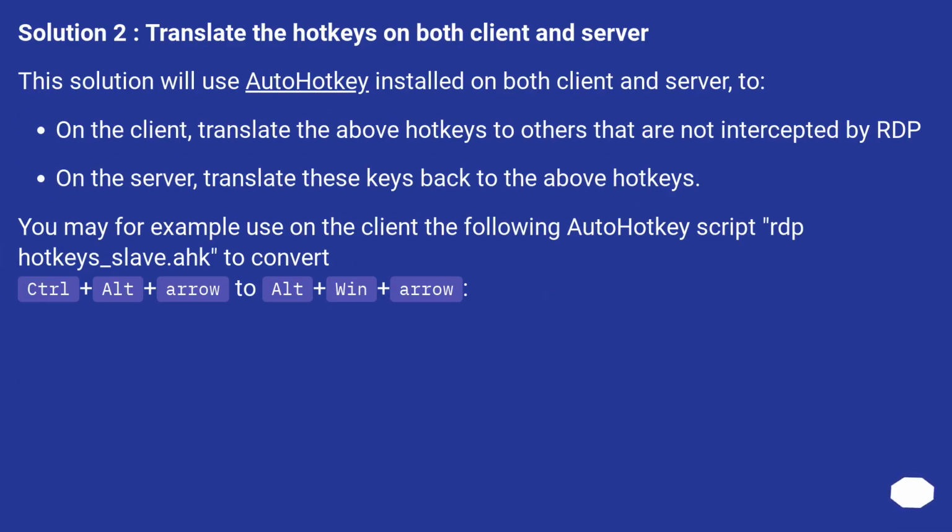Solution 2. Translate the hotkeys on both client and server. This solution will use AutoHotkey installed on both client and server. On the client, translate the above hotkeys to others that are not intercepted by RDP. On the server, translate these keys back to the above hotkeys. You may for example use on the client the following AutoHotkey script rdp hotkeys_slave.ahk to convert Ctrl+Alt+arrow to Alt+1+arrow.